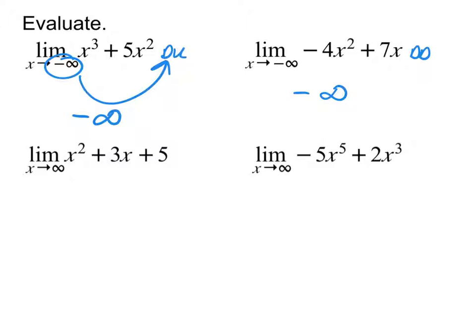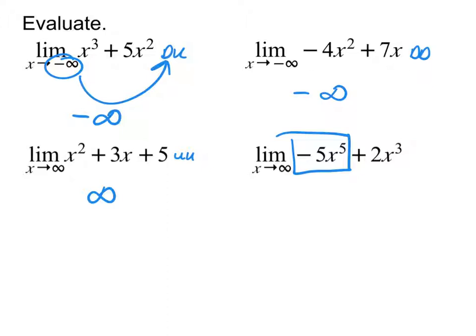All right, next one, bottom left. Here we're looking at the positive x squared term, and since it is a positive and an even, we know that is an up, up type of situation. And since it is up, up, that means that at infinity it is heading upwards, and so my answer here is infinity.